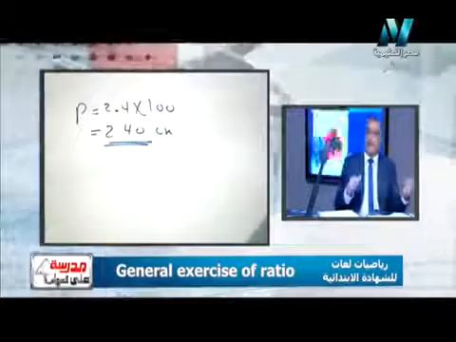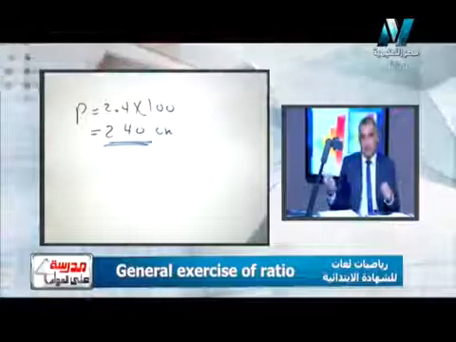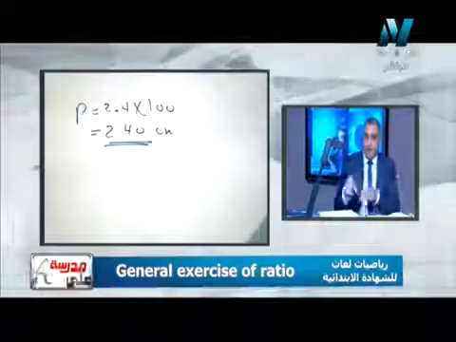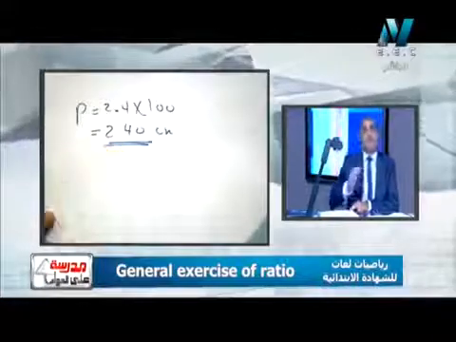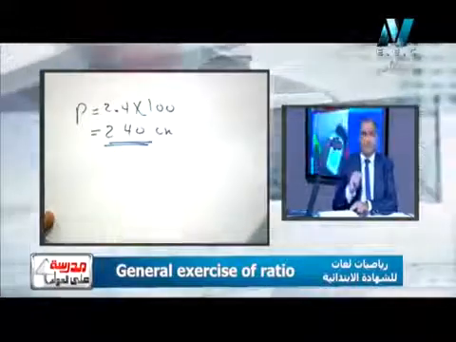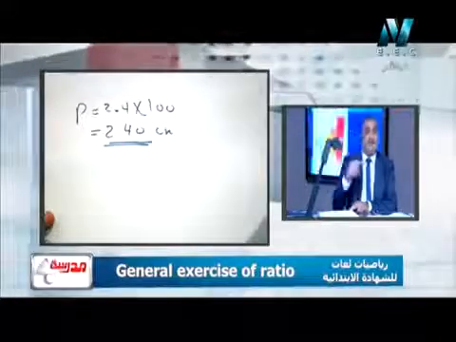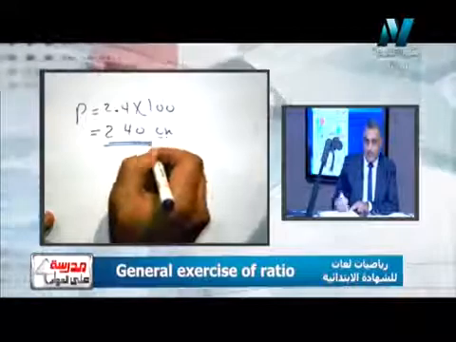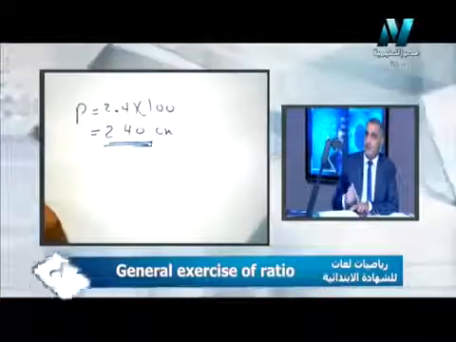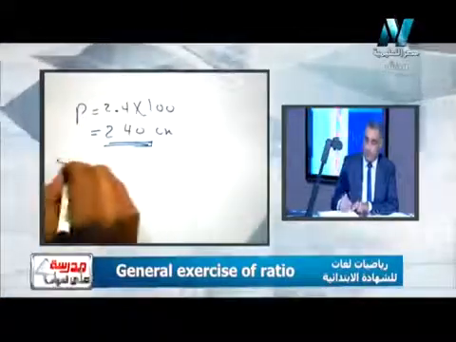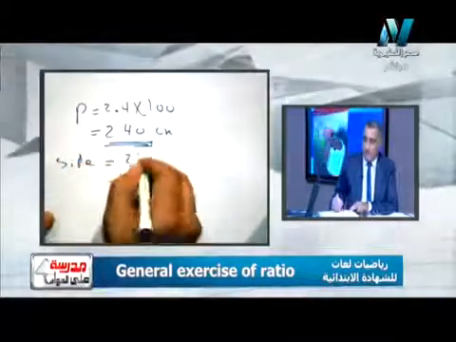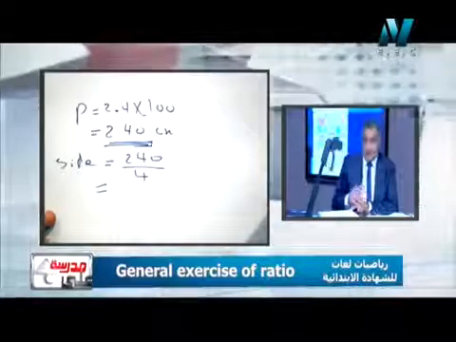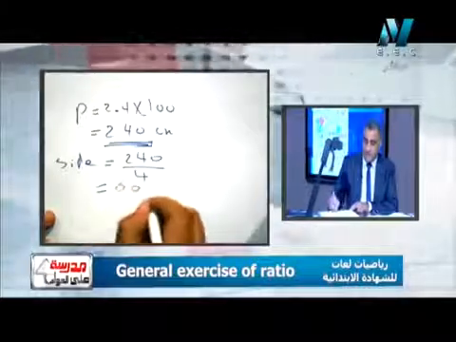How can we deduce the side? We have the perimeter and we have to find the side length. Excellent, we have to do the opposite operation. We have the perimeter equals side times 4, and we want to deduce the side, so we do perimeter divided by 4. The perimeter after converting is 240, so the side is 240 divided by 4. How much? You can use your calculator to get the result. It's so easy: 60 centimeters.